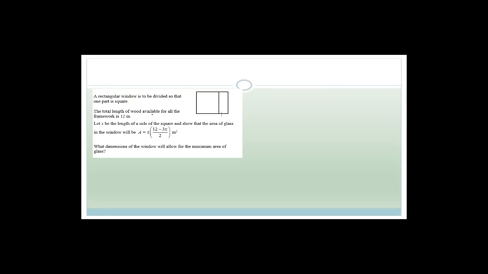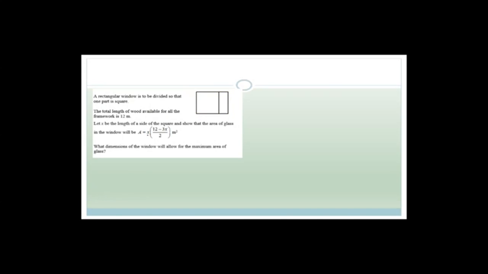The total length of wood available for all the framework is 12 meters. So in other words, all of this, this and that. Okay, let me highlight some so you can see what I'm talking about in case you can't see the arrow. So all the framework, the whole of this, the whole of this, the whole of that, the whole of that, and the whole of this all has to add up to 12 meters. Okay, do you agree?